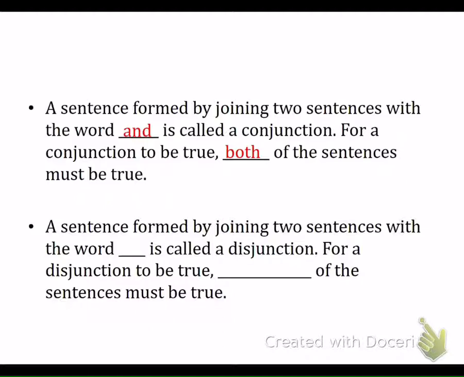What if you say, tomorrow I'm wearing jeans or a sweatshirt? It could be either or. It could be either one, okay? So, and it has to be both, or it could be either one. So, a sentence formed by joining two sentences with the word or is called a disjunction. For a disjunction to be true, at least one of the sentences has to be true.